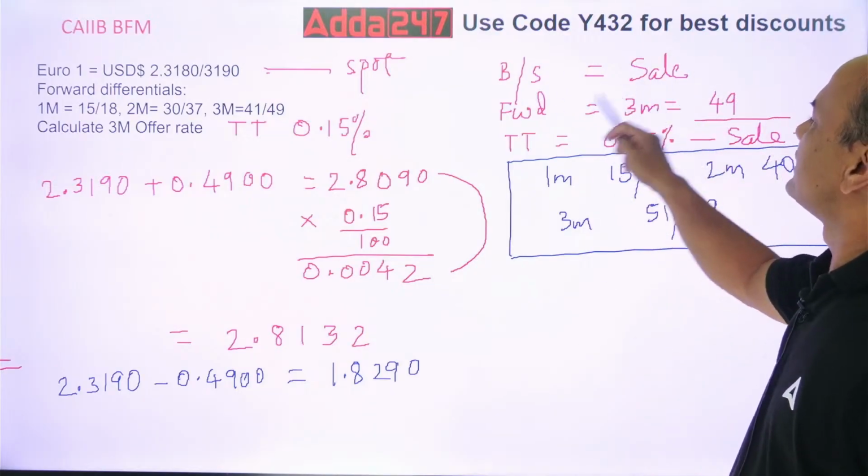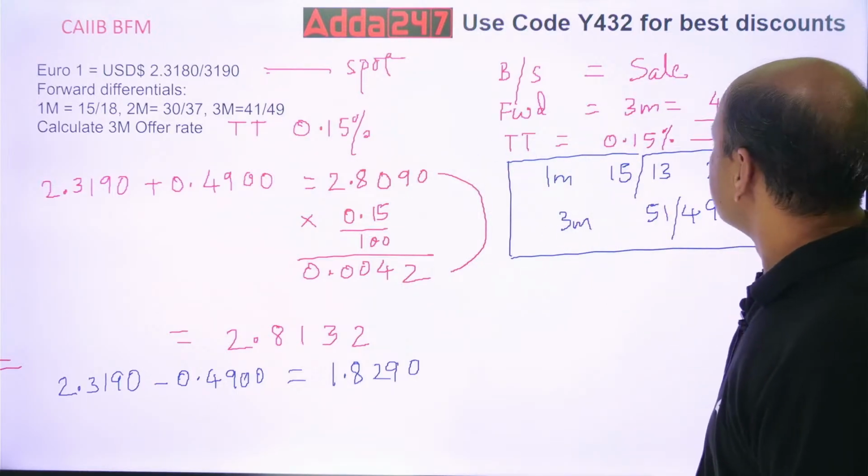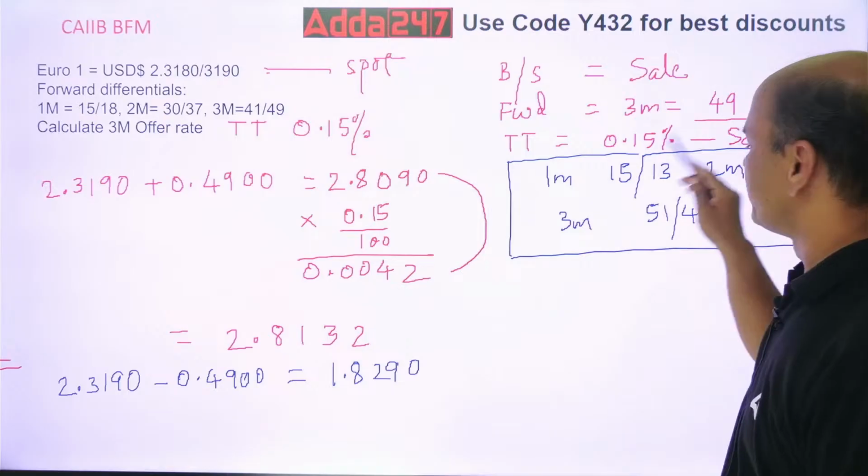So look at this: buy or sell, forward margin for 3 months, and TT margin I have added separately. Now here is a separate homework for you. You can try it yourself.